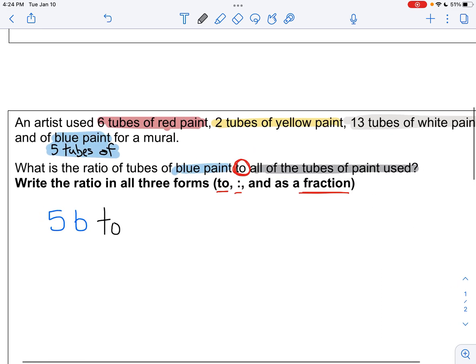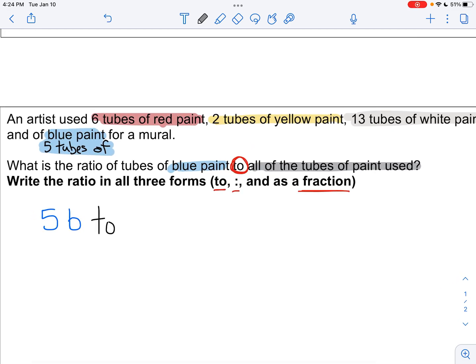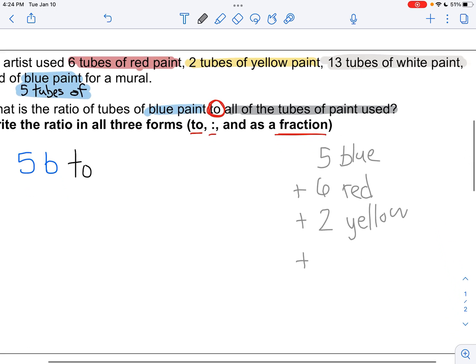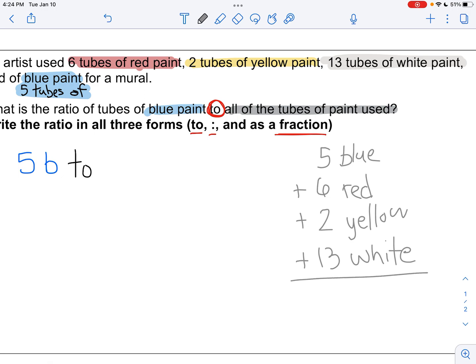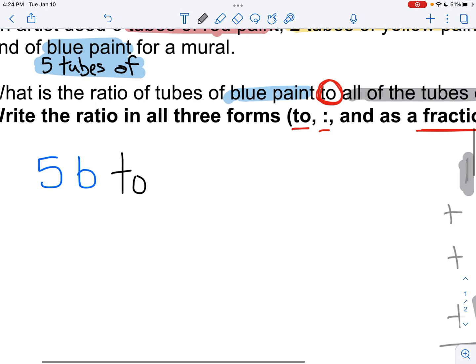So now I have to add them together. So I'm going to do this. Let's do it over on the side. 5 blue plus 6 red plus 2 yellow plus 13 white. Add those together. 3 plus 2 is 5, plus 5 is 10, plus 6 is 16. Carry the 1. So now I have a 1 and a 1. 2. It looks like 26. That's 26 total. So now I'm going to use that 26 and write 26 total.